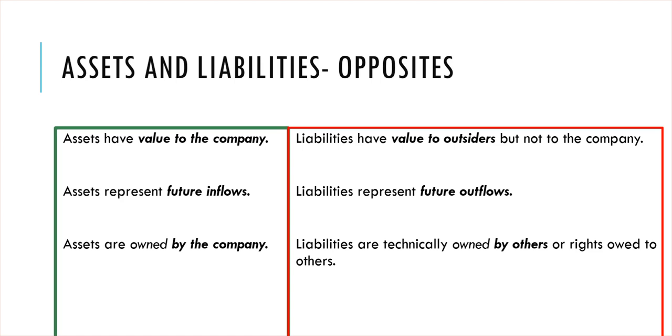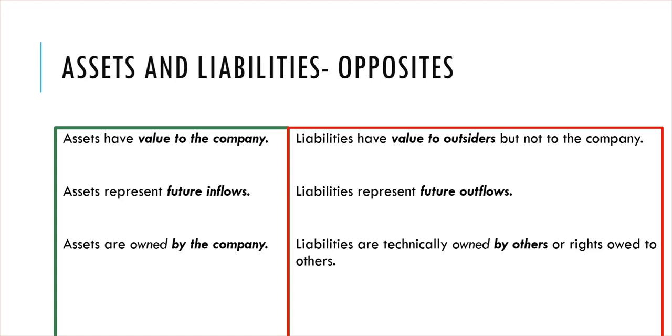Assets represent future inflows. In the case of cash, which is an asset, you can see that you can use cash in many ways and that it provides a benefit to you into the future that will create a future inflow. And then assets, of course, are owned by the company, and that ownership is very apparent. You should have learned this from Intermediate 1: inventory that's consigned, that you are holding but is owned by someone else, you don't include in your balance sheet.